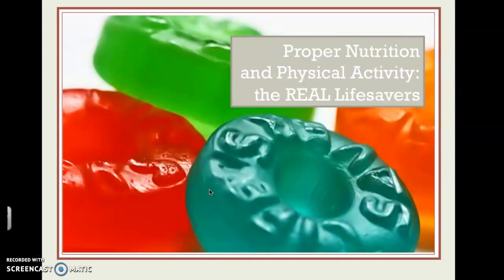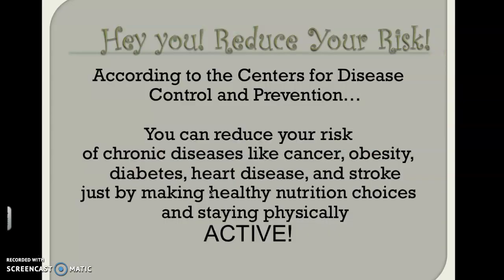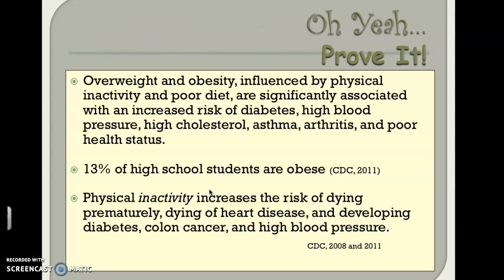Of course, this is the PowerPoint once again that goes with NPA 1.1, and this is proper nutrition and physical activity. This is like linking them together and them being the real lifesaver. According to the CDC, the Centers for Disease Control and Prevention, you can reduce your risk of chronic diseases like cancer, obesity, diabetes, heart disease, stroke, and high blood pressure. The list can go on, just by making good nutrition choices and, of course, staying physically active.